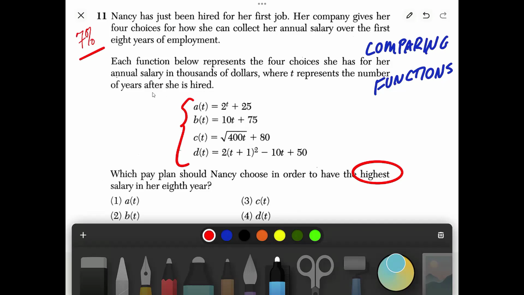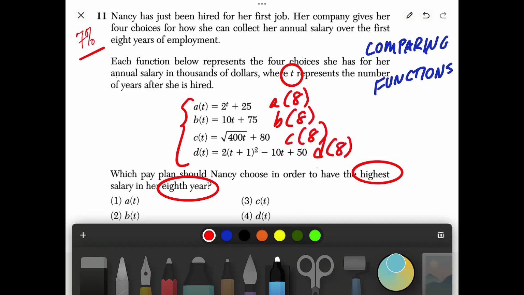So T is the X value or the input for these functions. And they're saying which plan should she choose in order to have the highest salary in the 8th year. So we don't want to look at the first year. We don't want to look at the second year, the third year, the fourth year, the 5th year. We want to look at the 8th year. So all we're going to do is go this, this, and this, and we're going to see which one is the highest. That's going to be our choice.